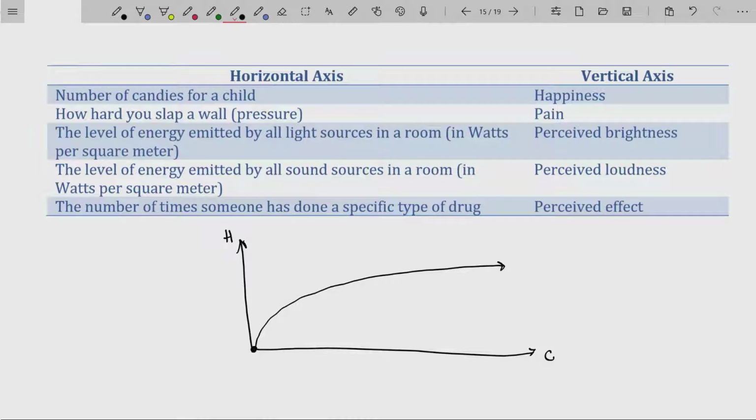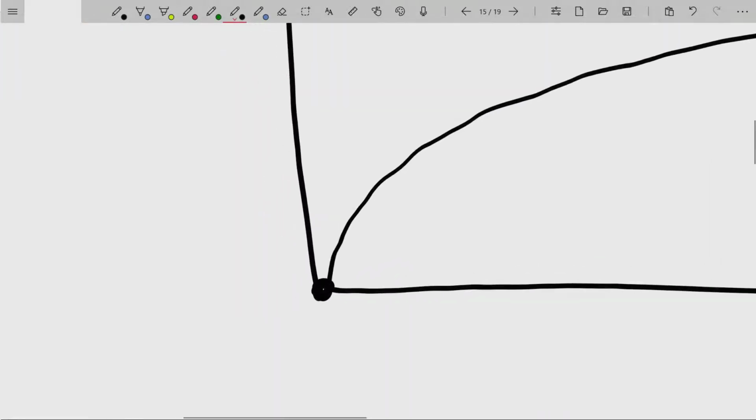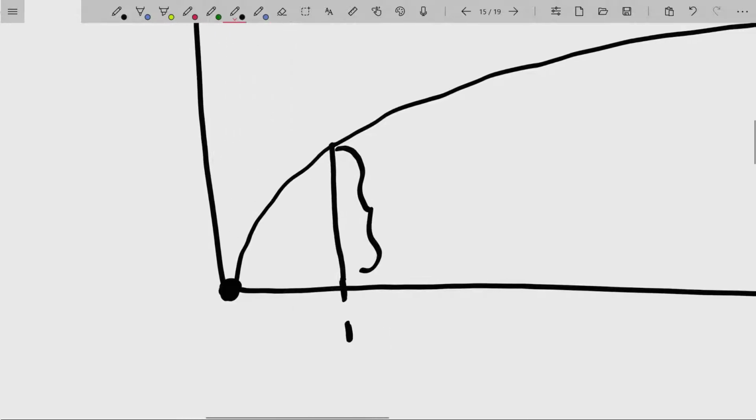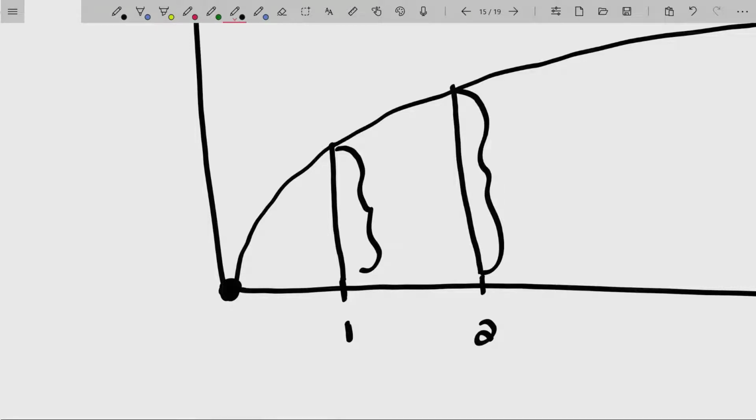How about if the horizontal axis is how hard you slap a wall, pressure, right? And the output could be the pain you experience. Well, if you don't hit a wall, then you experience no pain. But the moment you apply this amount of pressure to hitting the wall, your level of pain increases significantly. And if you double that, it increases more, but it doesn't double in pain. If you double the strength at which you hit a wall, it doesn't double your pain.